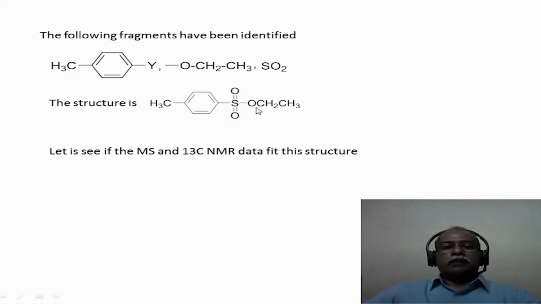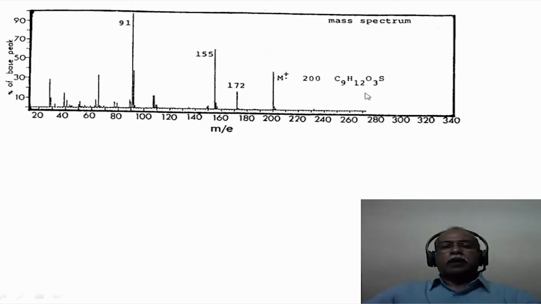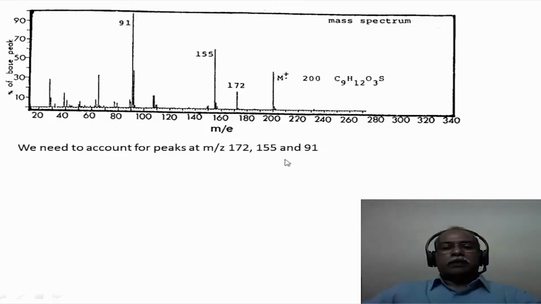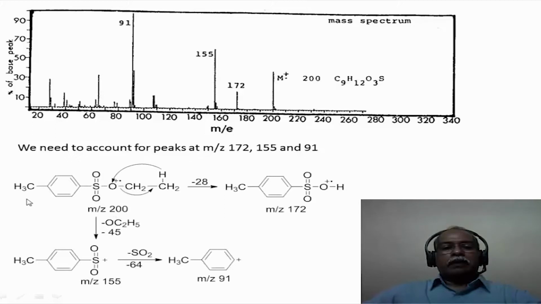Now we have to ascertain whether the mass spectra and the carbon-13 data also fit this particular structure. This is the mass spectrum of the compound. The molecular ion peak is very clearly seen at 200. Loss of 28 mass units corresponds to 172, and loss of 45 mass units corresponds to 155, and from here loss of 64 mass units corresponds to 91. So let us see if these peaks can be identified by this fragmentation pattern. This is para-methyl benzene sulfonic acid ethyl ester.